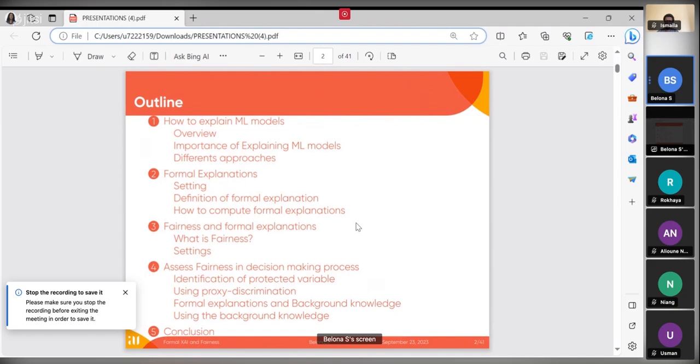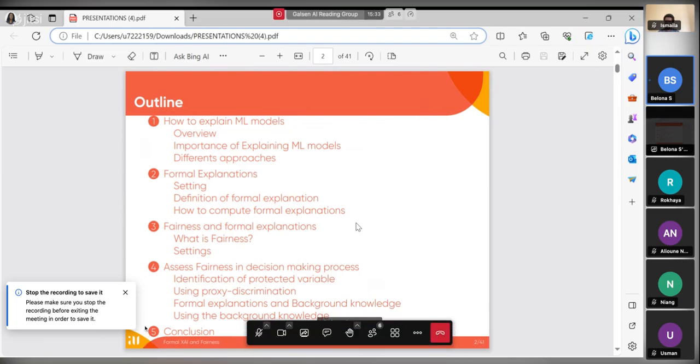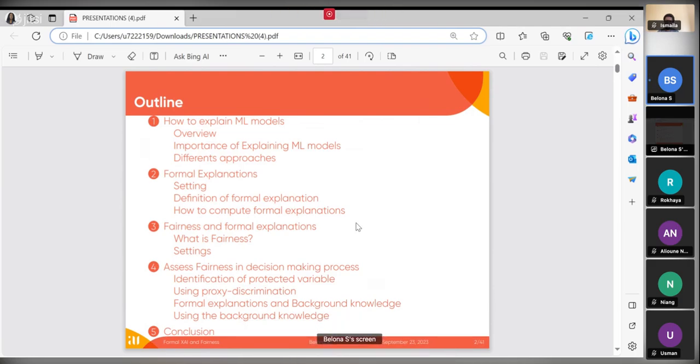I will first of all explain a little bit the need to explain machine learning models, and then we talk about formal explanation and follow with fairness, the connection between fairness and formal explanation. And the last part, we will discuss how we can assess unfairness or fairness in decision making process using explanation.